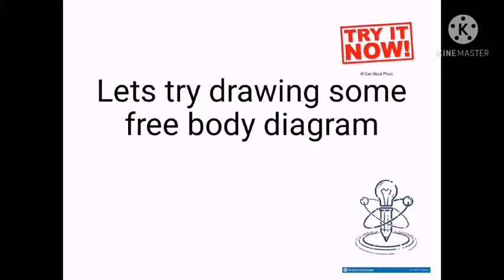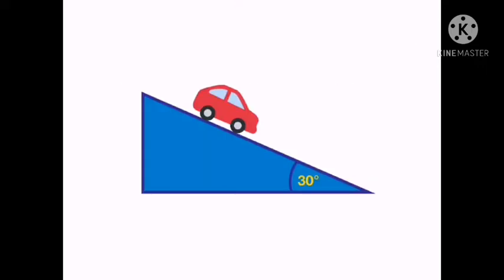Alright, so now we're going to practice some free body diagram drawing. If you look here, you have a car on an inclined plane. Let's practice drawing a free body diagram, meaning to draw all the forces that are acting on the car. So tell me, what is the first force that is acting on the car? Of course, you have weight. Other than that, since the car is in contact with the plane, it should have a normal reaction force.